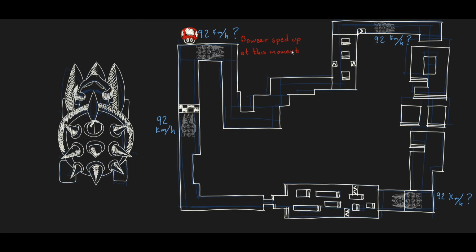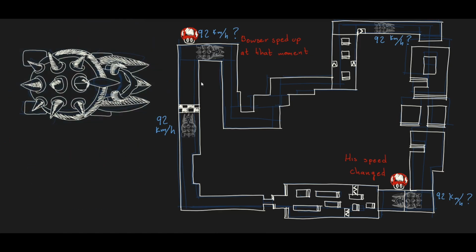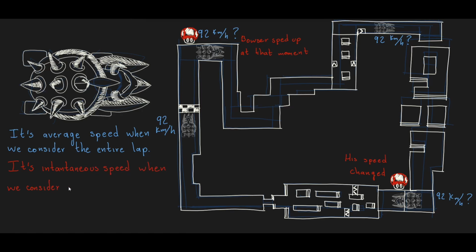When we consider the entire lap, it's called average speed. It describes the object's speed over a long period of time. When we consider only a specific instant during the race, it's called instantaneous speed. It describes the object's speed at a particular moment. The shorter the time interval, the better the approximation.